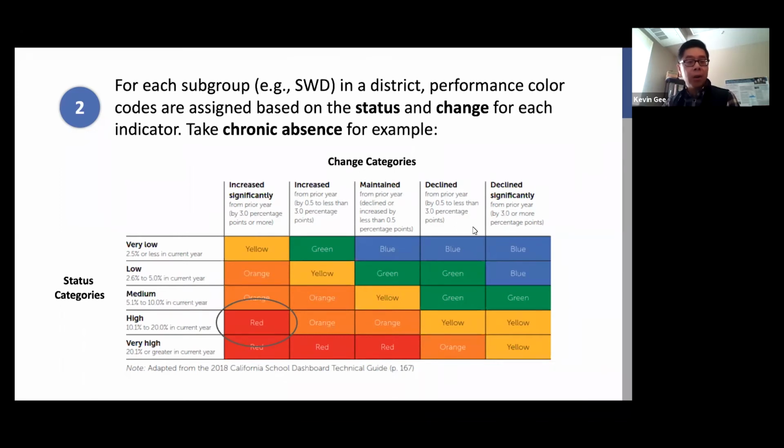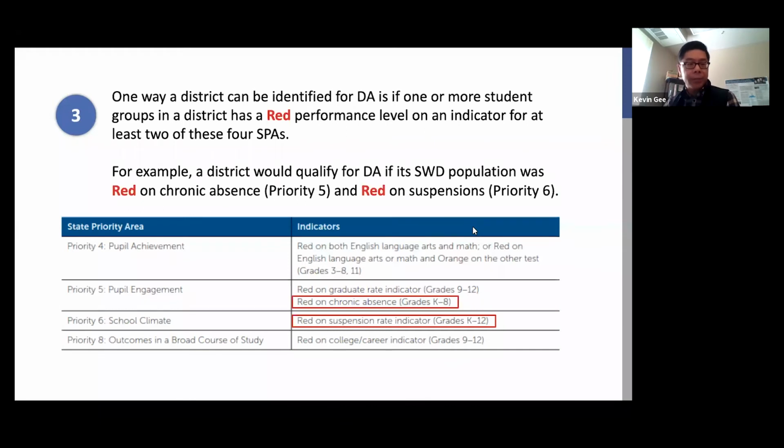So after these color codes are assigned, one way a district can be identified for DA is if one or more of their student groups in a district has a red performance level on an indicator for at least two of these four state priority areas, okay? Just as a basic example, a district will qualify for differentiated assistance if its students with disabilities population was red on chronic absence, which is priority 5, and red on suspensions. Okay, so that gives you, again, a good overview of how a district actually qualifies for differentiated assistance.